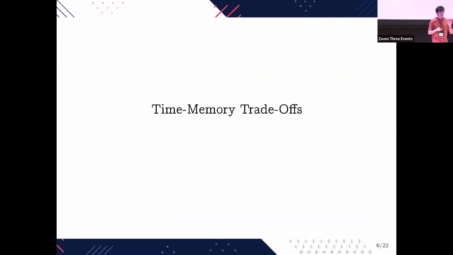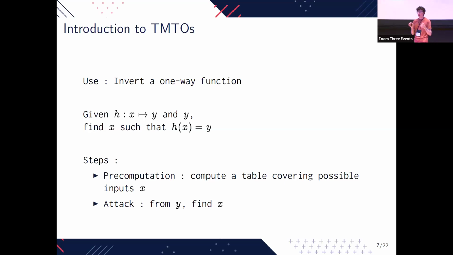So, a quick introduction to time-memory trade-offs. Basically, the use of a time-memory trade-off is to invert a one-way function. Imagine you have a function h that takes an x and produces a y. And from this function and a y, you want to find the preimage, you want to find x. Now, the main use case of this is for hashed passwords. So from a hash of a password, can you recover the password?